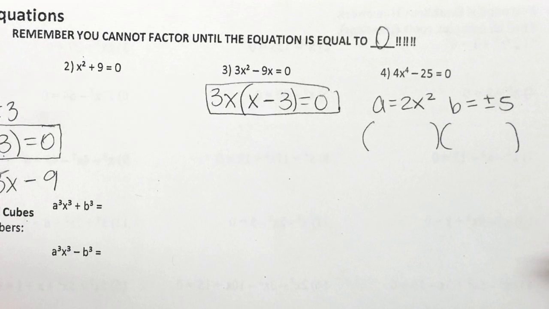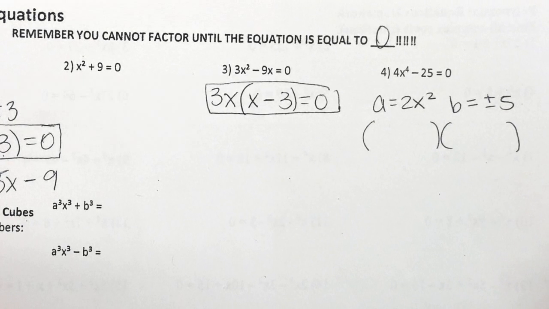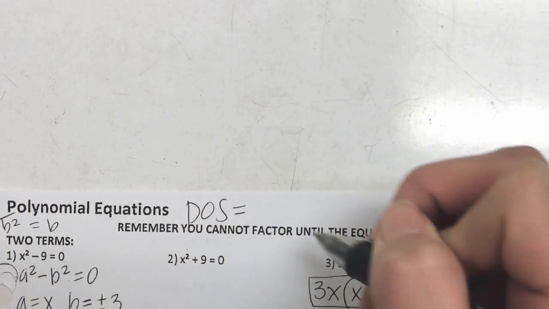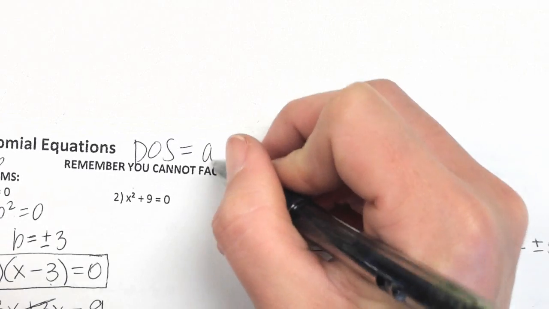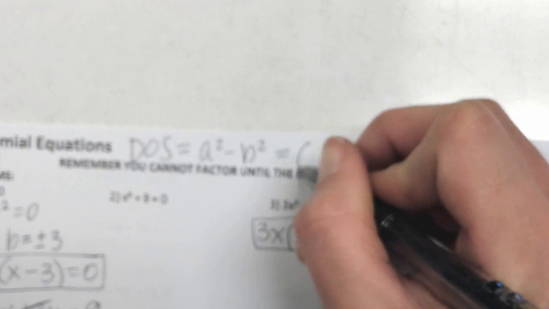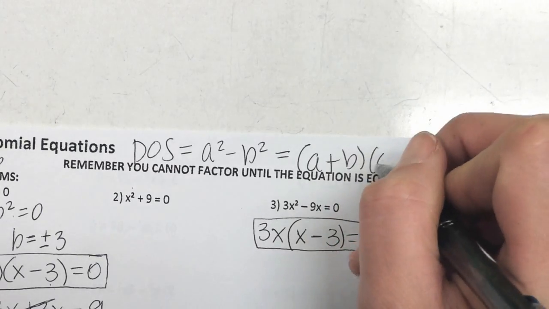Can everybody see the formula on the chart, or do we need to write that down on our paper? For difference of squares. Alright, write it at the top. DOS equals a squared minus b squared. So if it's in this form, it would factor out to be a plus b and a minus b.